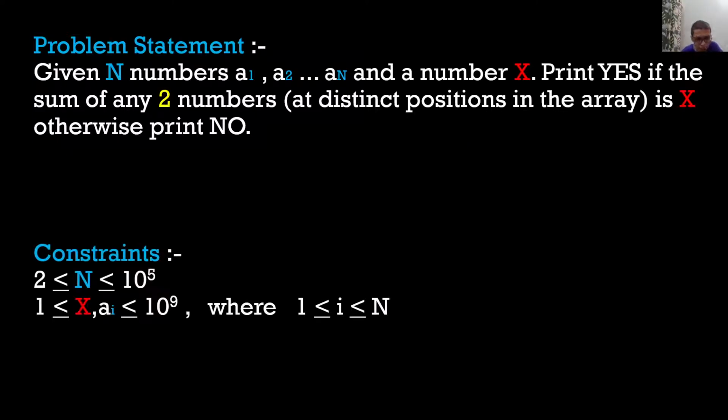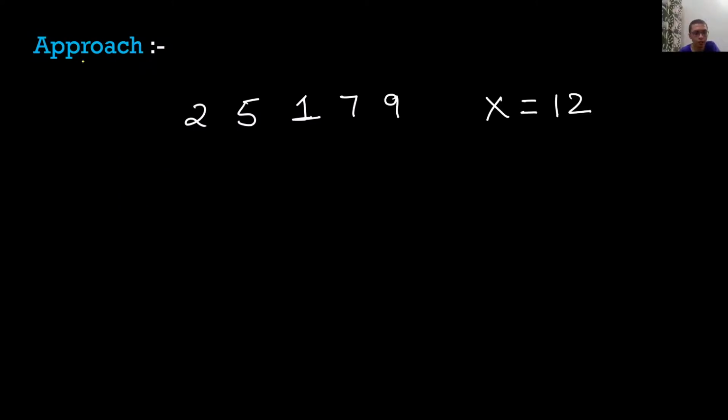So the constraints over here are very similar to the previous one. Again, the maximum value of n is 10 to the power 5. So again, an n square approach would not be acceptable, right? So now let's move on to the approach.